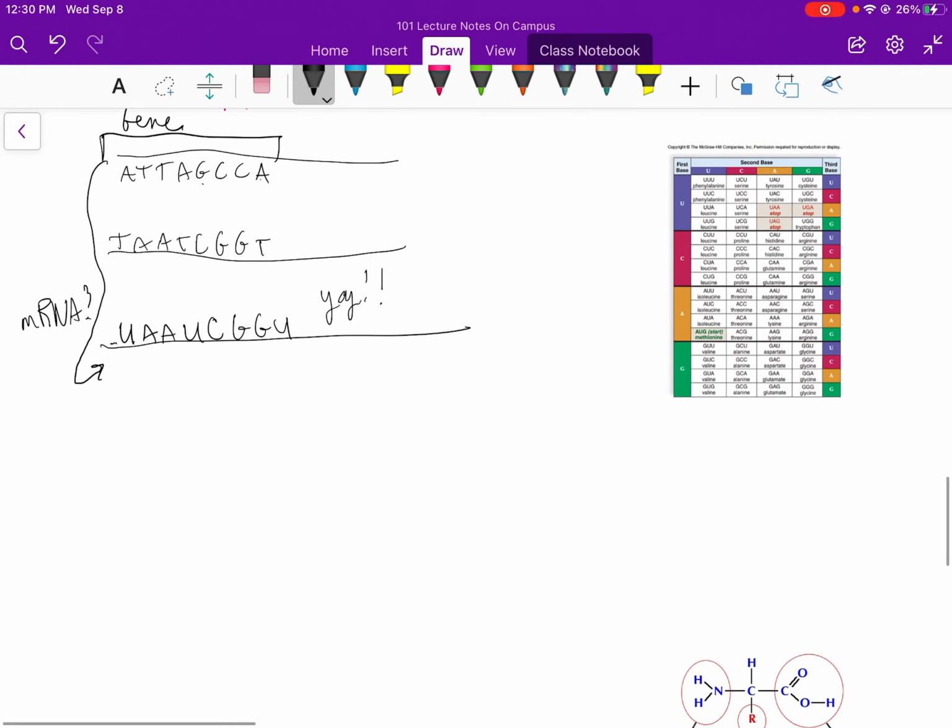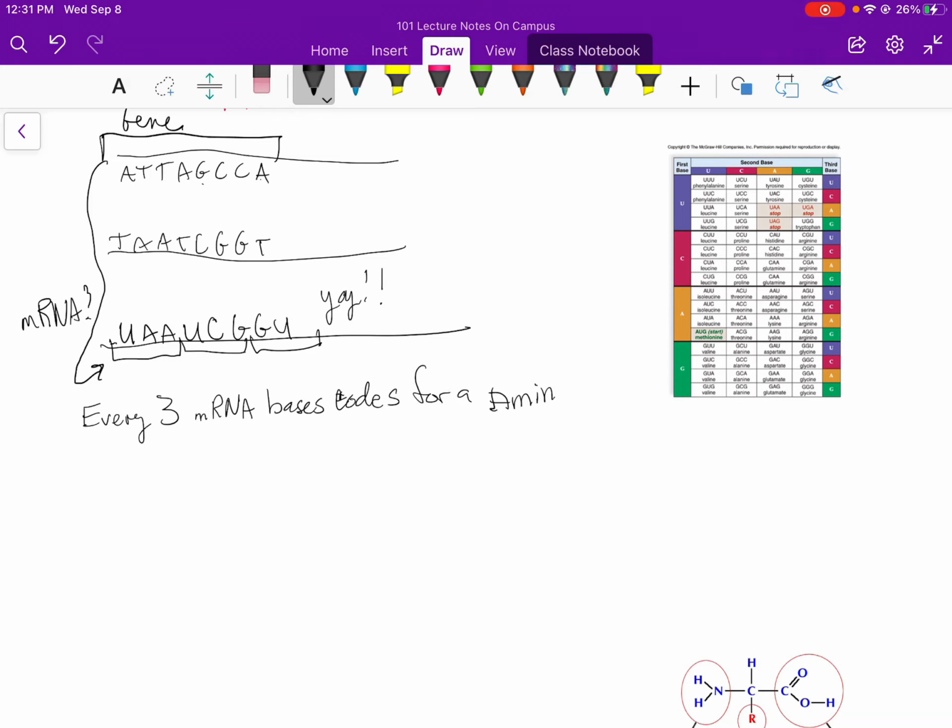Now that you have the mRNA strand, to translate that to protein sequence is done like this. Every 3 mRNA bases codes for an amino acid, not just a protein. Okay, a protein itself is made up of a string of amino acids, so we sometimes draw a protein like this.